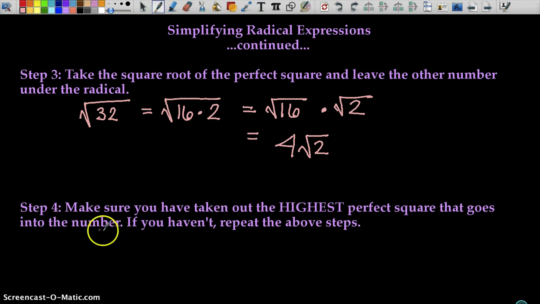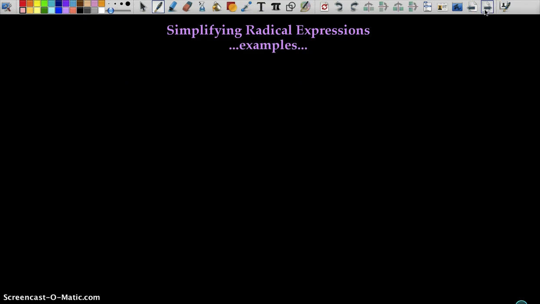And like I said earlier, you want to make sure that you take out the highest perfect square that goes into the number. If you haven't, then you want to repeat the above steps, and I will show you an example, and actually the same one with 32. I'll show you how to do it if you didn't take out the highest perfect square to begin with. Okay, so here are some examples. We'll go ahead and do a couple of these together.